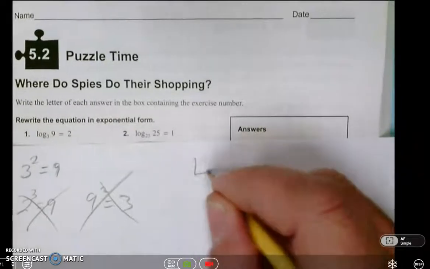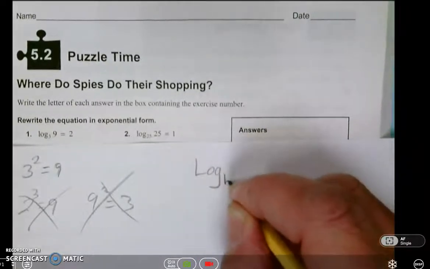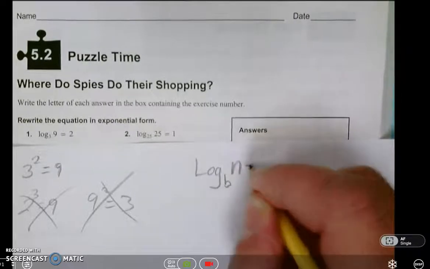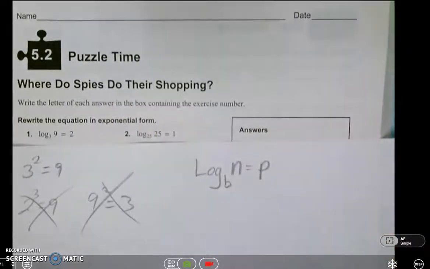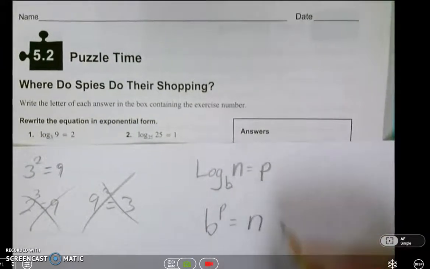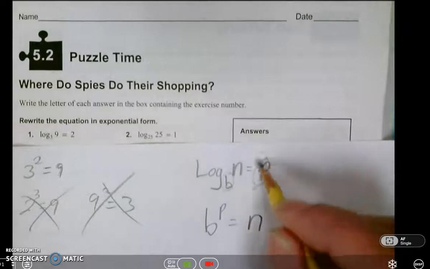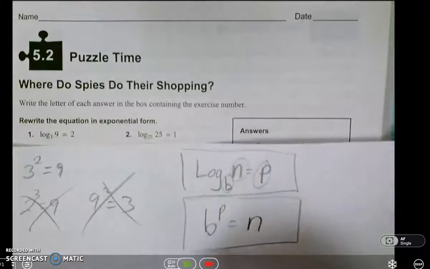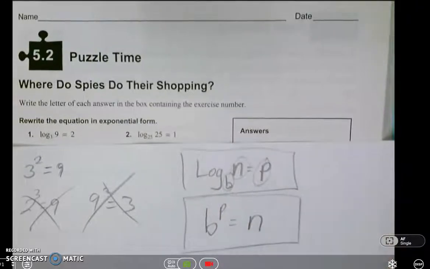It's always log base b of a number equals p. Okay, so it's base to the power equals the number. That's all it always is. This one to this power equals the number. So that's exponent form down here, that's log form up there.